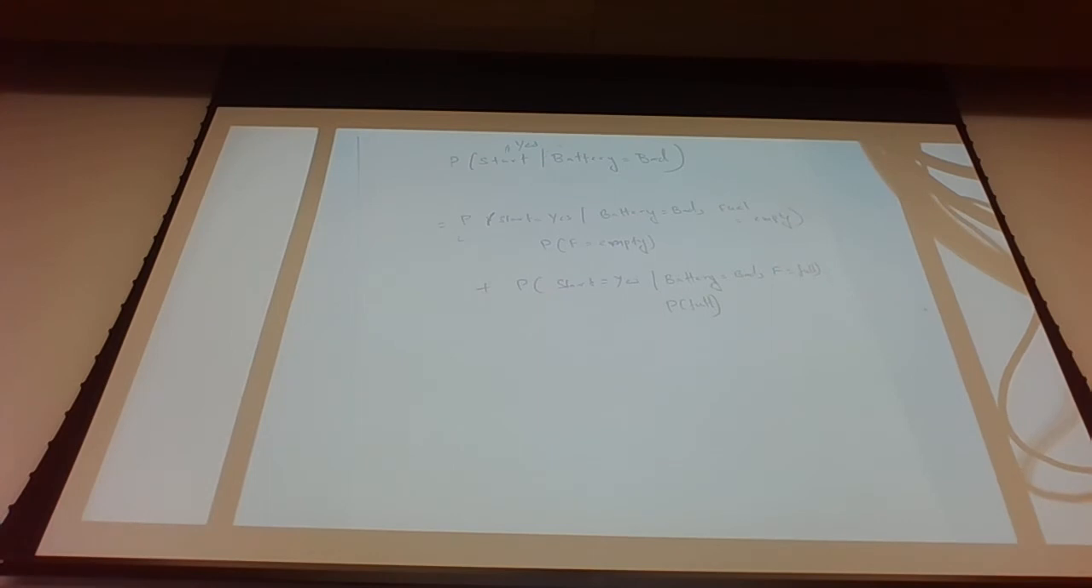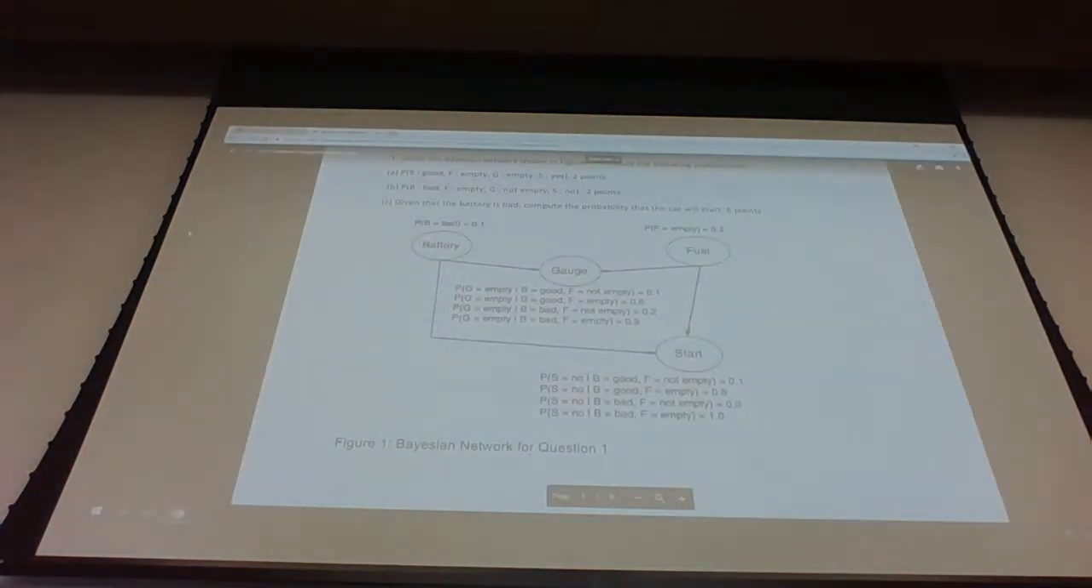How do you get it? So if you look at the figure, you see that you have the probability that start is no, battery is bad, and fuel is empty, right? So then what is the probability that S is equal to yes, given battery is bad and F is empty? Just 1 minus that, right? So that becomes 0. And same here, the second part, S is yes, battery is bad and F is full, is this one, right? 1 minus this one, so that becomes 1 minus 0.9, 0.1, right?